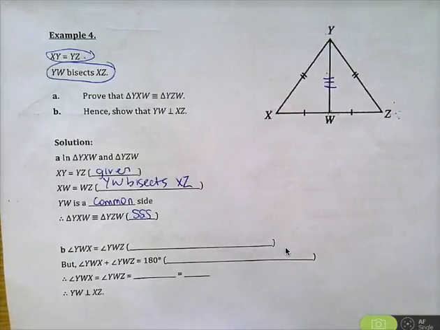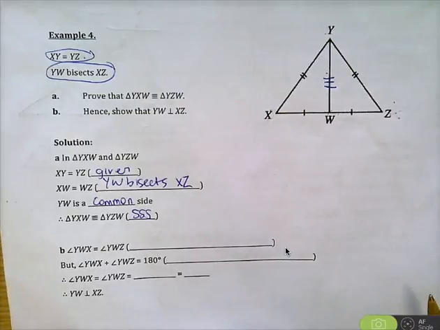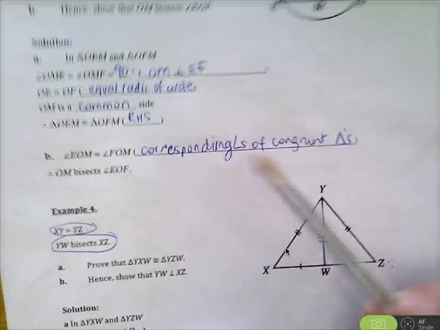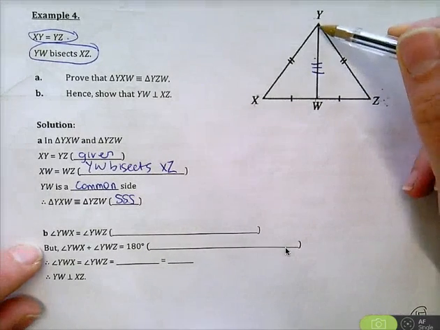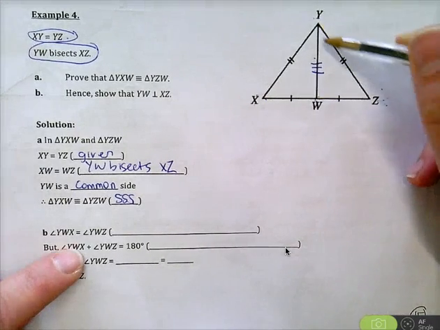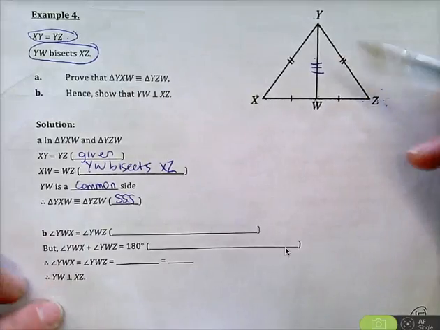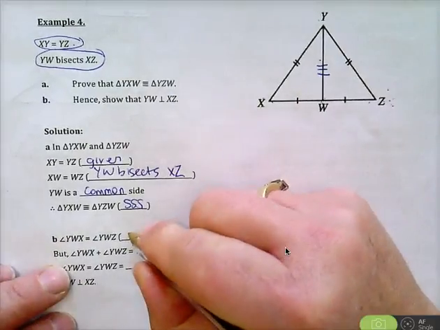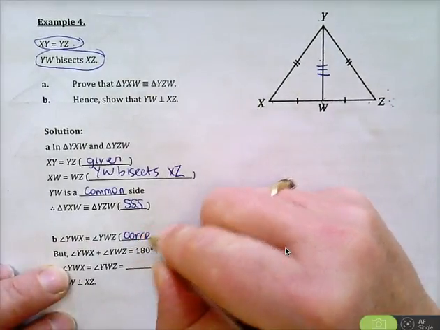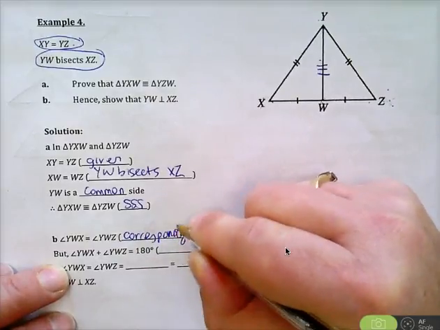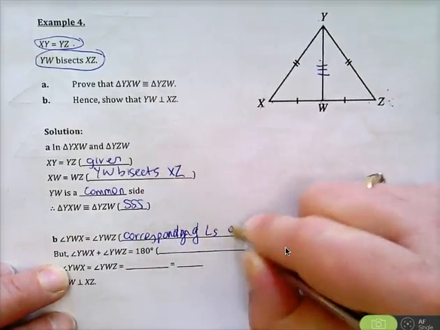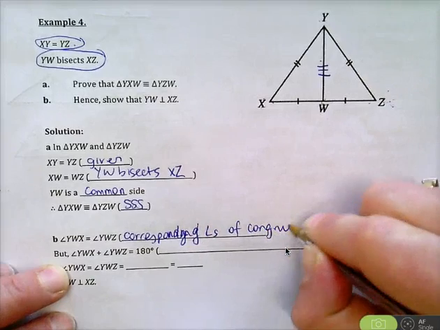Now, this is one of the harder ones, girls. It's a little bit different. Again, girls, notice after these proofs, every single first step is that they're either corresponding angles or corresponding sides of congruent triangles. That's always our first thing. So I've got that angle YWX equals angle YWZ. Why? Because they are corresponding or matching angles of congruent triangles.